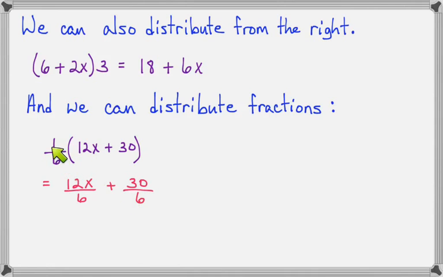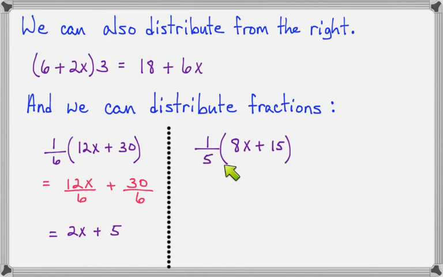So when you distribute something in the top, multiply it by the top. But when you distribute something in the bottom, just put it on the bottom of every term. Now sometimes these will simplify, sometimes not. These will. So 12 over 6 makes 2. So that first term is 2x, and this second one, 30 divided by 6, makes 5. So this is 2x plus 5.